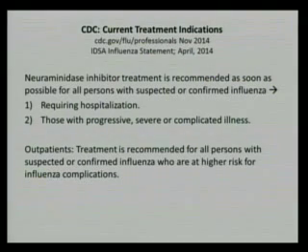Now those are kind of broad categories, and that's probably best. They're not using vital signs or x-rays or other things, because you want to start treatment soon. You don't want to wait for other things. So if someone's sick enough to be in a hospital or has progressive disease, they recommend treatment. Now for outpatients, they recommend treatment for people that are at risk for influenza complications.